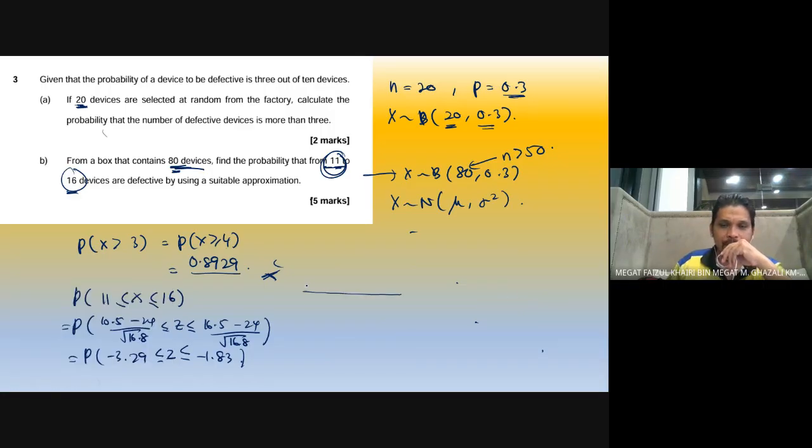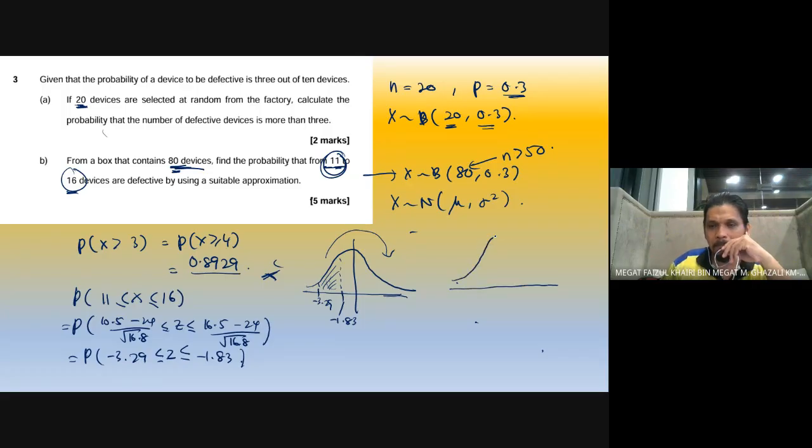Okay, from this graph, let's say this is the middle line of this graph that we call the bell graph. So we got negative 3.29 and negative 1.83. Just imagine that if we change this area to the other side, we got 1.83 and 3.29.